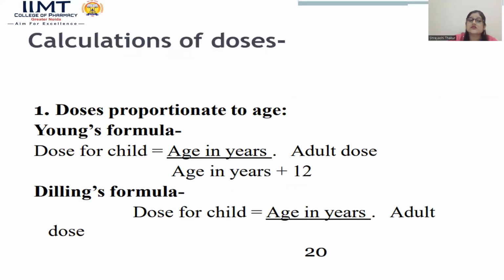Then the next one is calculation of doses. There are various formulas given below that can help in the calculation of dose. First formula is Young's formula, in which the dose is proportional to age: the dose for a child is calculated as age in years into adult dose, divided by the age in years plus 12. The next one is Dilling's formula: the dose for a child is equal to age in years into adult dose, divided by 20.